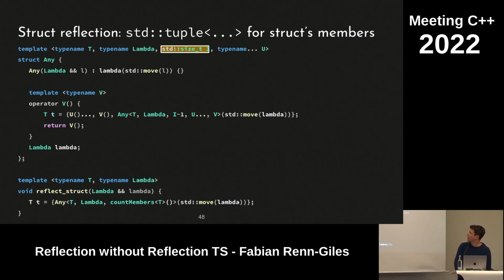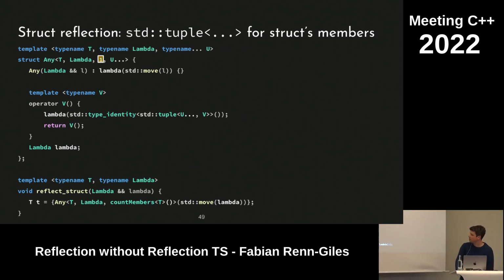There we create a specialization of any, because here for this last one, the conversion operator will be called one last time for the last member. And now we know all of the types because they are now U, all the ones we deduced before, and then the last one V, and now we can call our lambda. So this is how you can do it in pure C++ code.